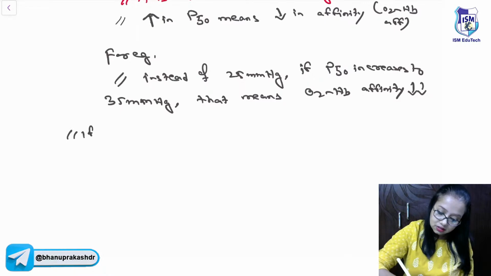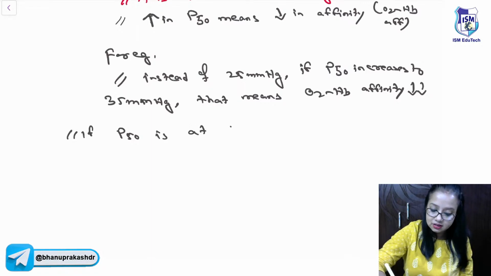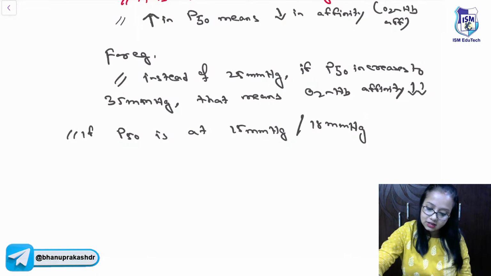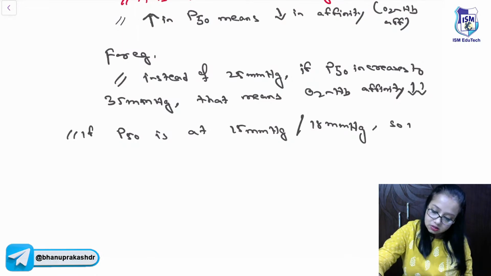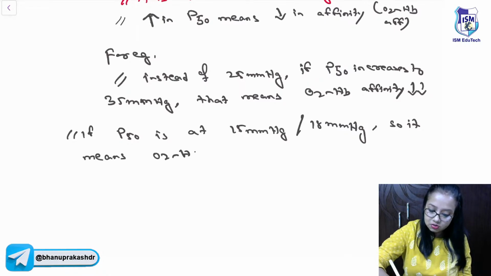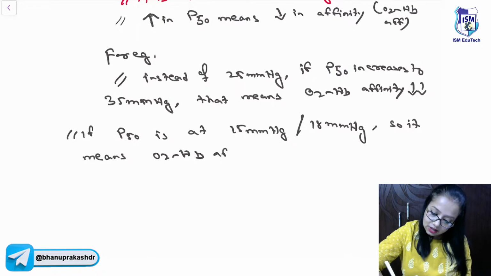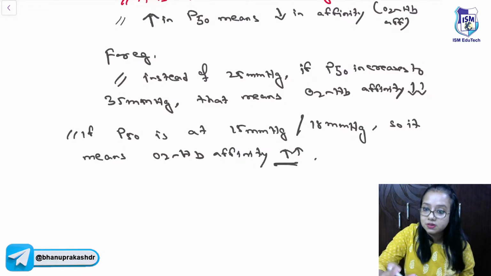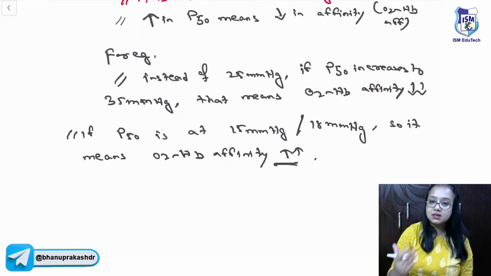If P50 is at 15 mmHg or say 18 mmHg, which is less than the 22 to 25 range, it means oxygen hemoglobin affinity has increased. This is the significance. So by studying the P50, we can understand in what condition the affinity is.